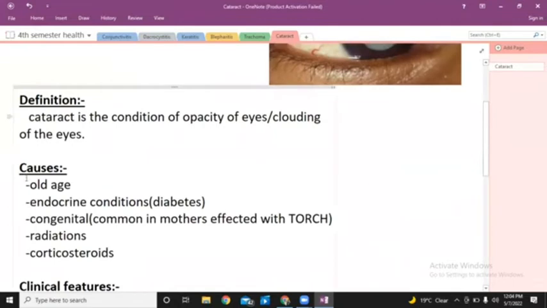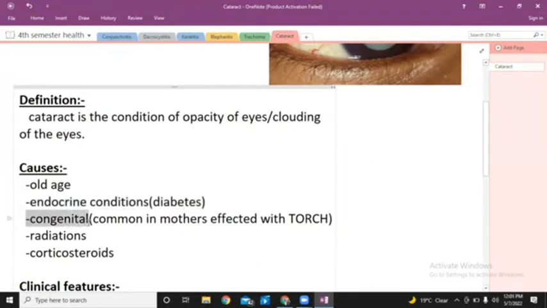The most common cause is old age. Old age means people who are in their fifth or sixth decade of life and who are really old. You may see this condition in those kinds of patients, and you can also see cataract in patients who have some endocrine or underlying conditions like diabetes, and a number of other diseases like many autoimmune diseases, like dermatitis and SLE.